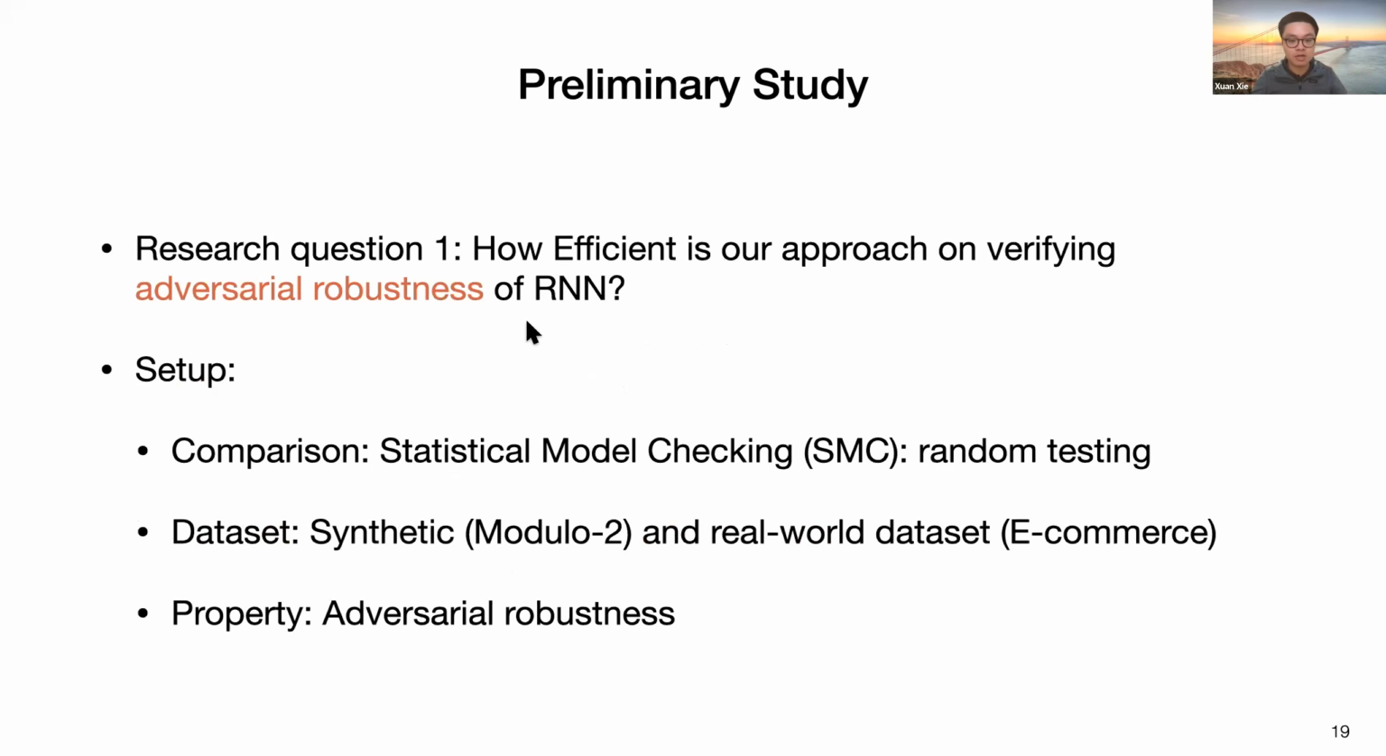Let's look at the first research question, on verifying adversarial robustness of RNNs. We compare with statistical model checking, which is essentially a form of random testing to check whether a sample accepted by the RNN is also accepted by the property. We ran the experiment both on synthetic datasets, like a modulo 2 regular language, and real-world benchmarks like e-commerce. These datasets can all be transformed to automata, and we can perform verification on top of them. In total, we select 200 samples in these datasets to evaluate our algorithm, and the property we try to verify is adversarial robustness.